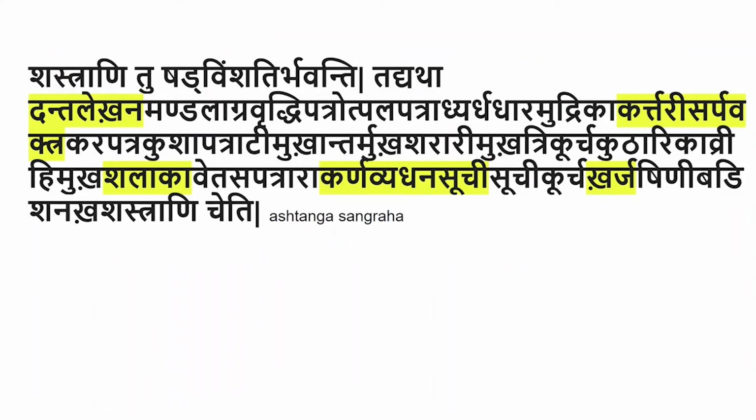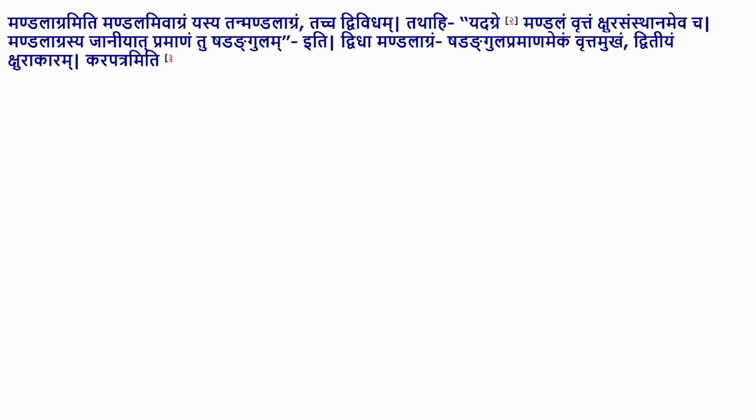Now, Sushruta had mentioned 20 of them, but Vagbhata has added a few more, and hence Vagbhata has mentioned 26 of the instruments, Shadvimshatihi. Those additional instruments mentioned by Vagbhata are Dandalekhana, Kartari, Sarpavaktra Shastra. Now, Sarpavaktra or Sarpaphanamukha Yantra is mentioned by Sushruta, whereas Vagbhata has mentioned it in the context of Shastra, a sharper instrument. Then Shalaka again, in Sushruta it's a Yantra, whereas in Vagbhata there is a Shalaka Yantra as well as Shalaka Shastra. Karna Vedhana Suchi and Kharja are the additional instruments mentioned by Vagbhata.